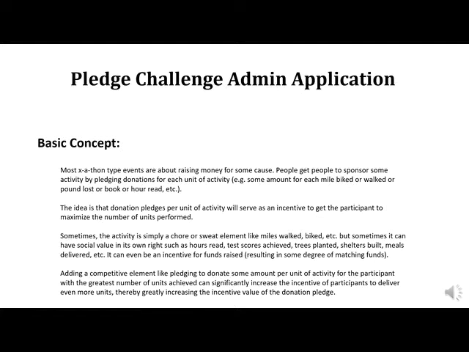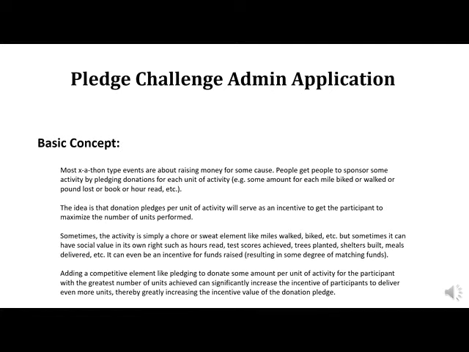These are the type of events that are usually about raising money for some cause. People get people to sponsor some activity by pledging donations for each unit of activity. For example, some amount for each mile biked or walked, or pound lost, or book read, or hour read, etc.